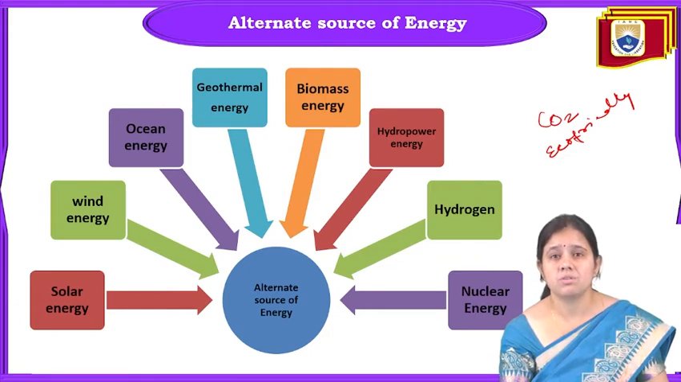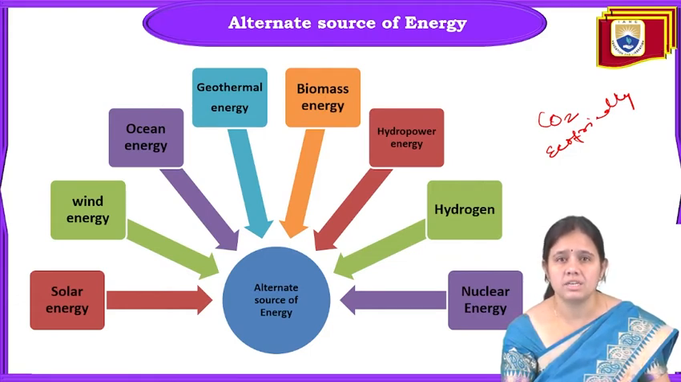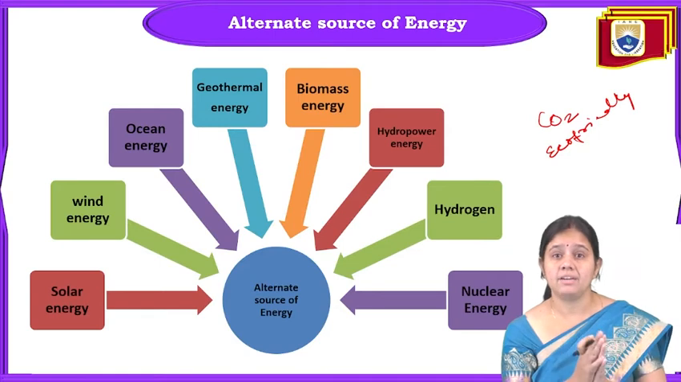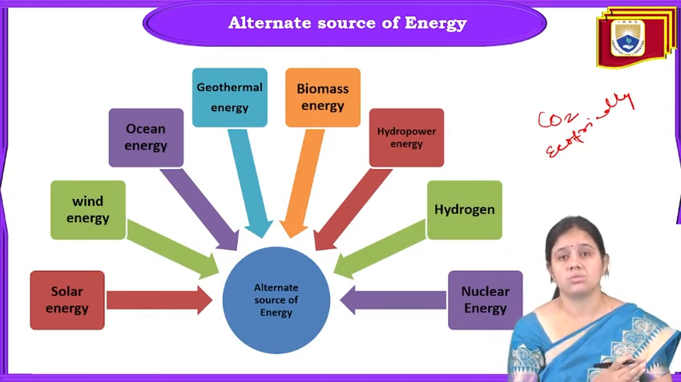So renewable source of energy is a very important source of energy, and we have to think about it, because non-renewable sources of energy have some drawbacks, like they are not eco-friendly. They are emitting carbon dioxide and causing global warming. They are the main reason for global warming and greenhouse gases. So for that, we are going to shift towards alternate sources of energy.